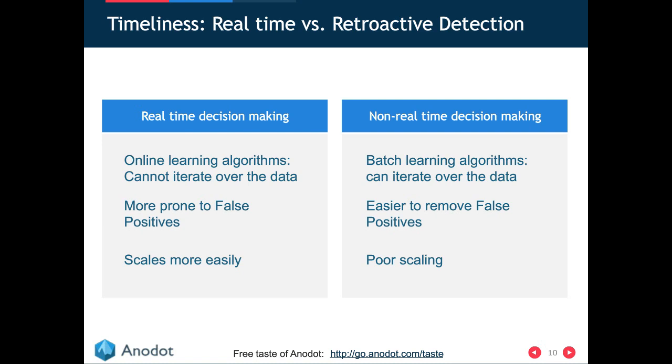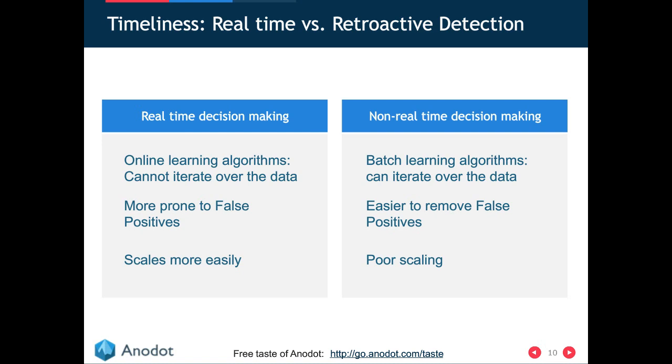Now, that leads to techniques that are typically more prone to false positives because I cannot go back and fix mistakes that may have been made with my learning. But it scales more easily because obviously I'm only going through my data once. And it's critical for real-time decision-making that I use these type of techniques.